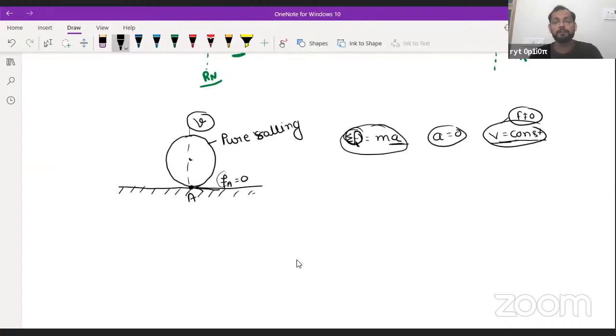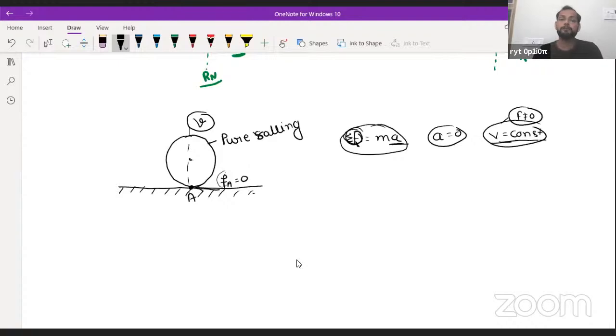Are you clear with this concept or not? Is there any doubt regarding this concept? I don't think that there should be any doubt. That means in order to accelerate a body, there is a requirement of force. In order to move a body with a constant velocity, there is no requirement of any force.